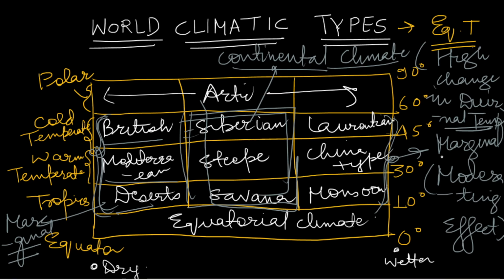So these are the major world climatic types, and this is what we will discuss. So let's start from equatorial climate. Today we will finish equatorial climate, and I don't want the videos to get too long. So we will deal with one or two climates per day, and the later climates we will deal with tomorrow. So let's start with equatorial climate.